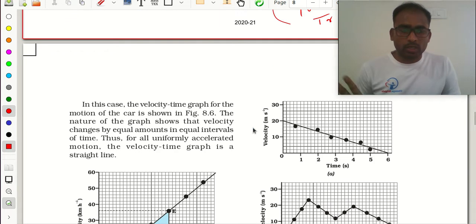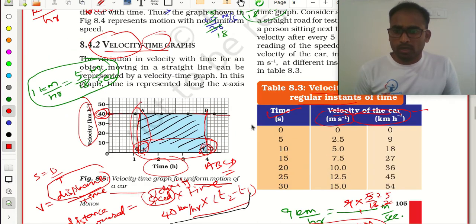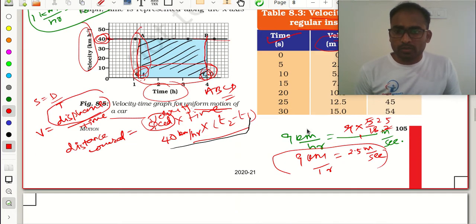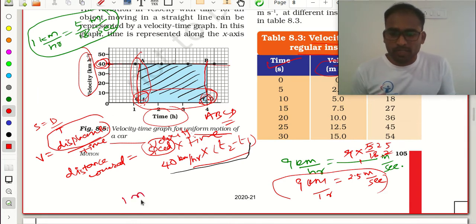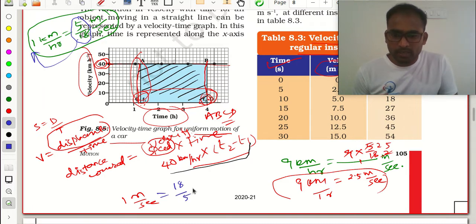Okay. Now you understood how to convert kilometer per hour to meter per second. Now suppose you want to convert meter per second to kilometer per hour. Just do the reverse. 1 meter per second is equal to, this 5 by 18 is there, right? This will come to this side. Means 18 by 5 kilometer per hour.